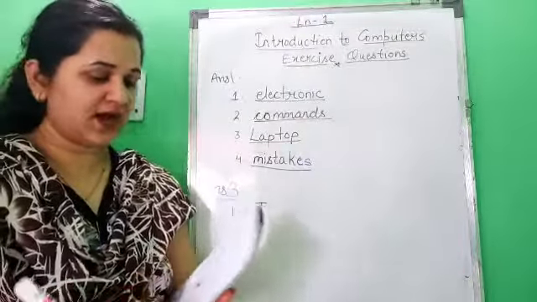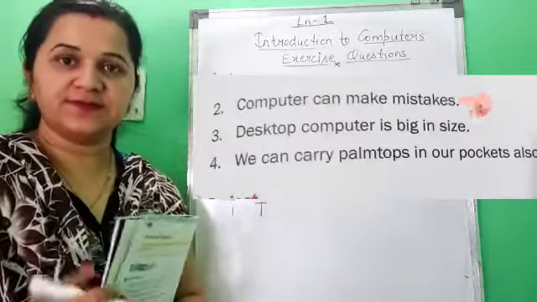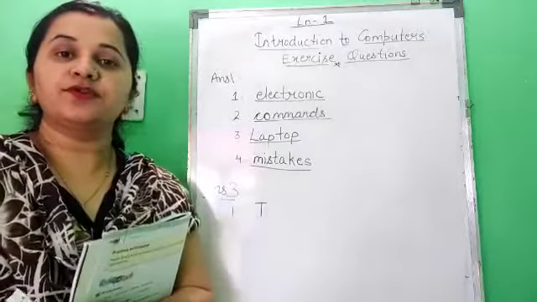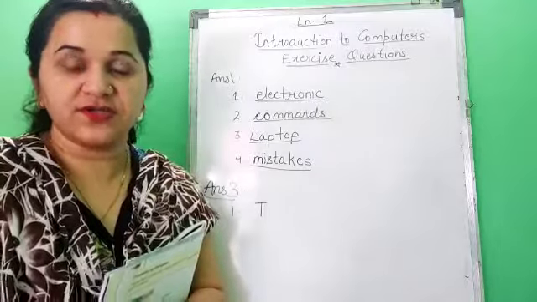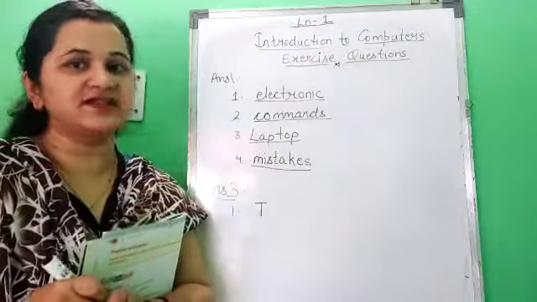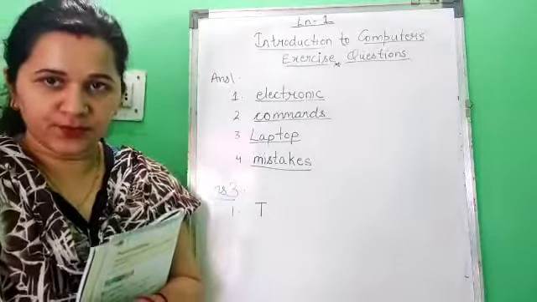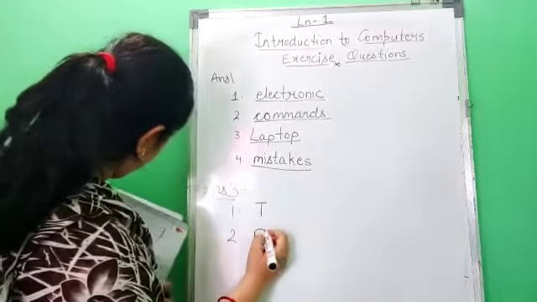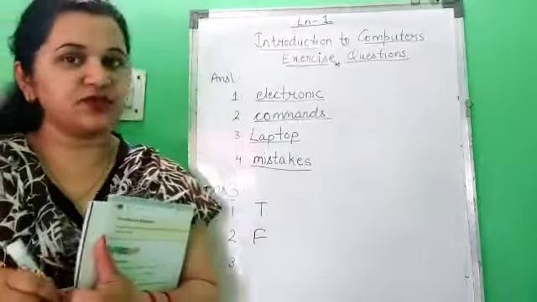Move on to page number 9. The second point is: computer can make mistakes. Children, can a computer make mistakes? No, children, a computer cannot make mistakes unless you give it the wrong instruction. If we, the users, give it the wrong instruction, then only it will make a mistake, otherwise it will not. So a computer cannot make mistakes of its own. It requires the right command. Write down false. We humans can make mistakes, but a computer cannot.